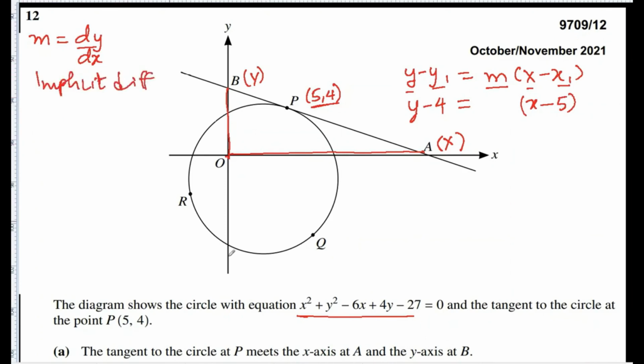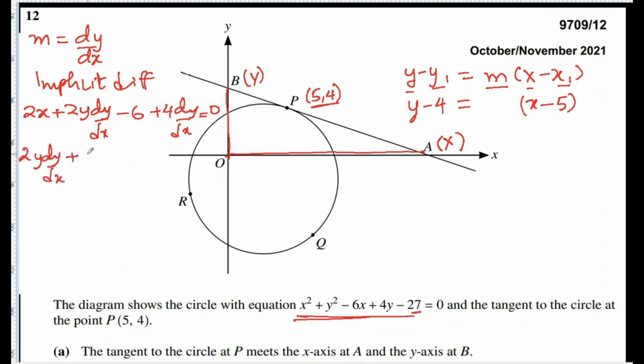Okay, so if I differentiate this with respect to x, I get first 2x, then 2y dy over dx, minus 6, plus 4 dy over dx, equal to 0. 27 will not have any differentiation because it's a constant. Let's keep the ones with dy over dx on the left side. So 2y dy over dx stays here. So does 4 dy over dx. But 6 and 2x come to the right side, which is 6 minus 2x.